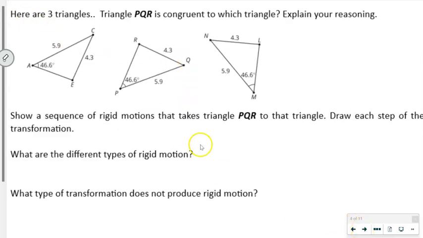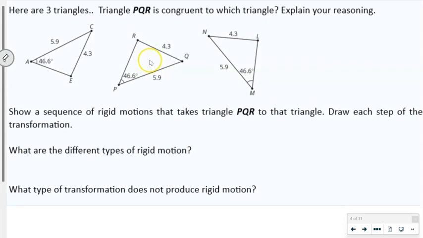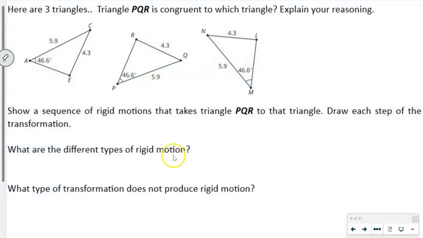So this first question here says, here are three triangles. Triangle PQR is congruent to which triangle, and explain your reasoning. So what we're going to do is kind of color code what we see here, okay? The first thing I see is that I've got a 46.6 degree angle there, a 46.6 degree angle there, and a 46.6 degree angle there. Hopefully all of you see that as well.